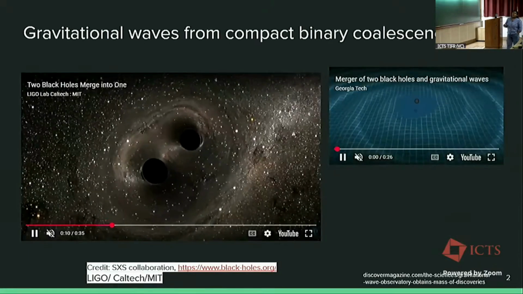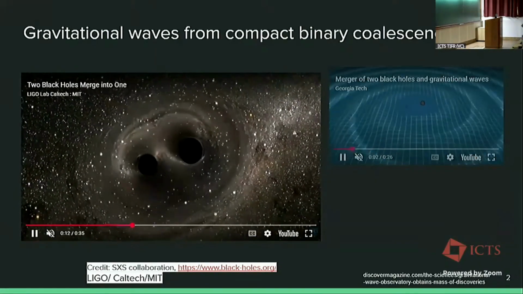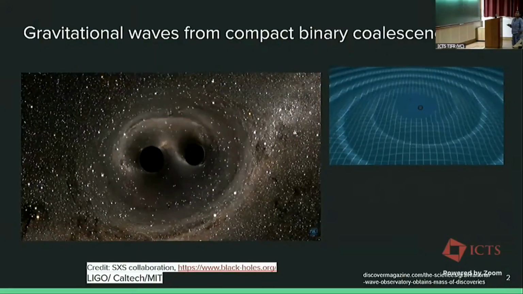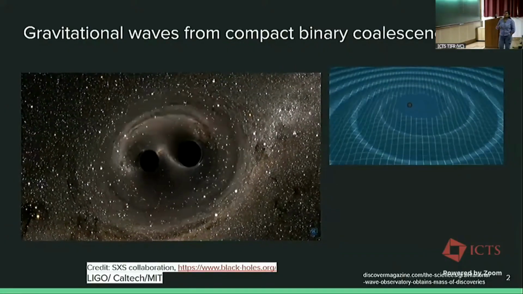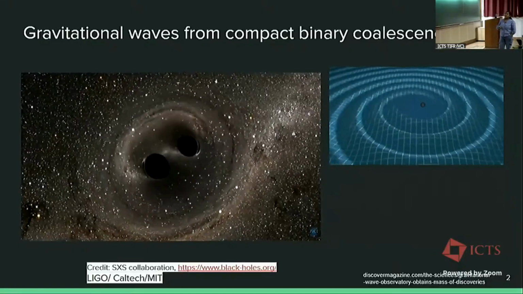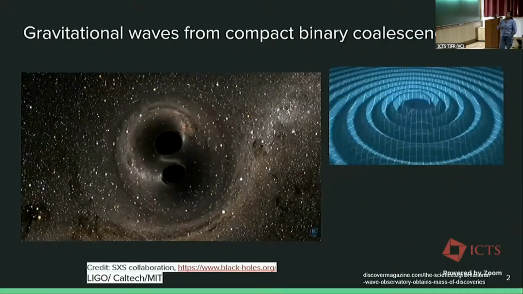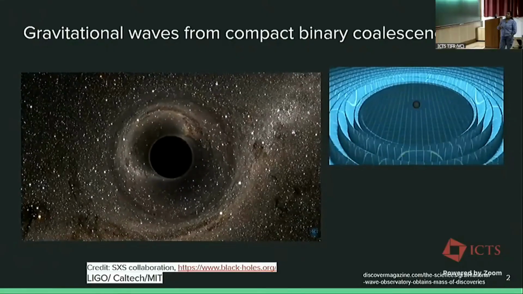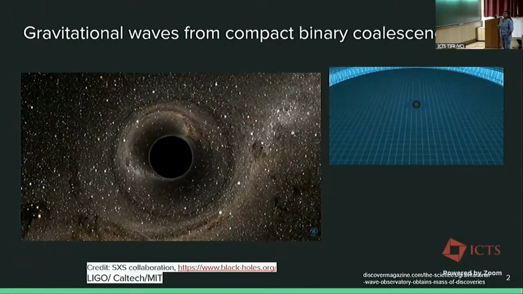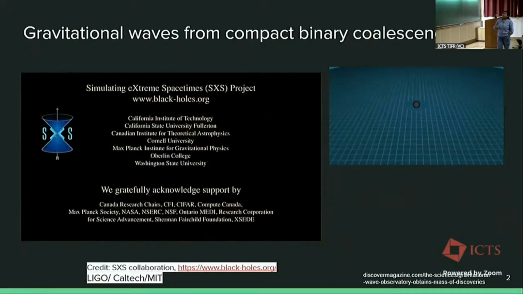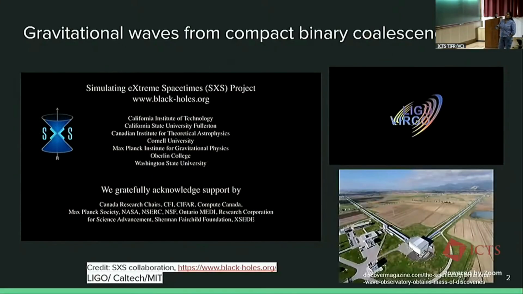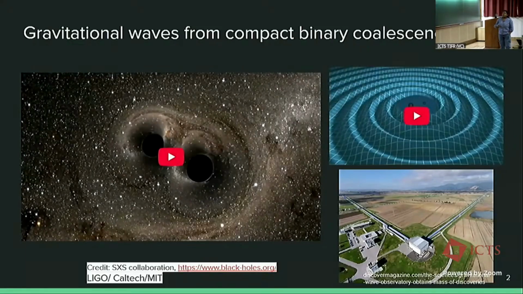Okay, so gravitational waves are ripples in the spacetime that are created by the merger of compact objects. Here are some movies by the SXS collaboration and LIGO Caltech showing two compact objects like black holes spiraling around each other and eventually merging. This gravitational wave travels far and then reaches our Earth. When a gravitational wave passes through Earth, there is some distortion in the spacetime around Earth, and you measure that gravitational wave strength using a detector called the LIGO detector.